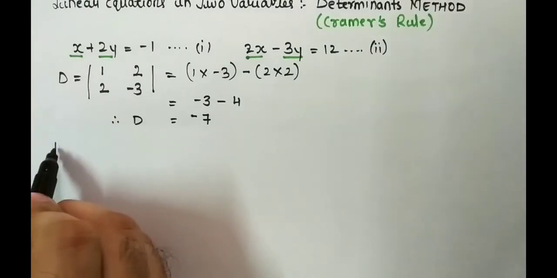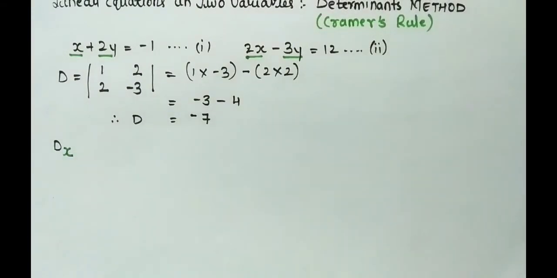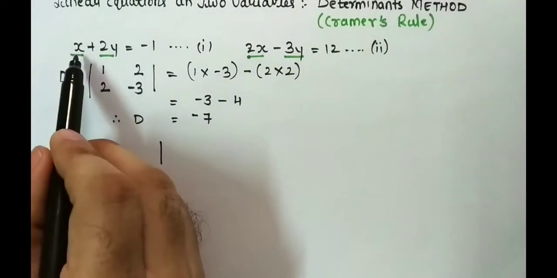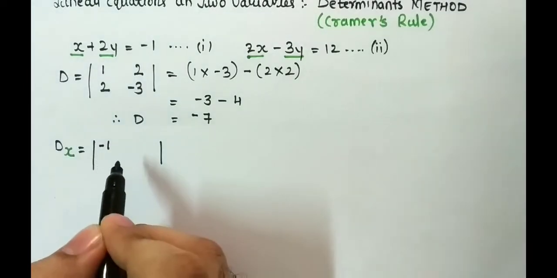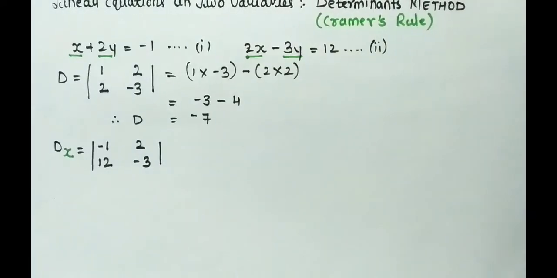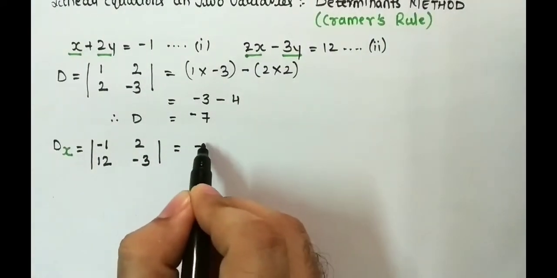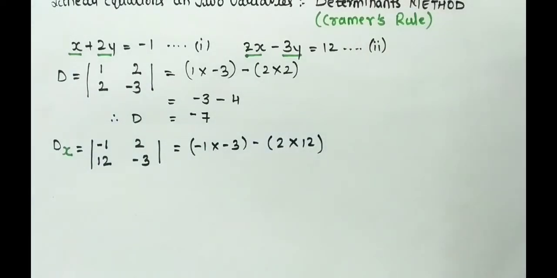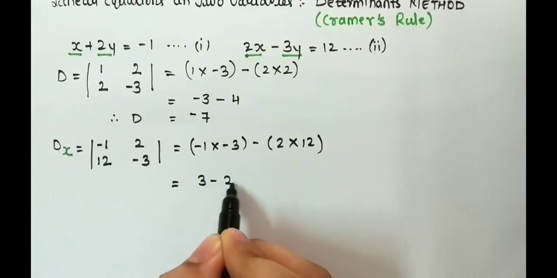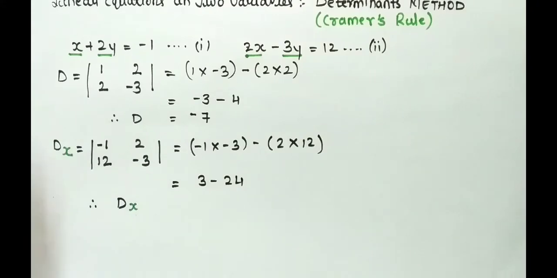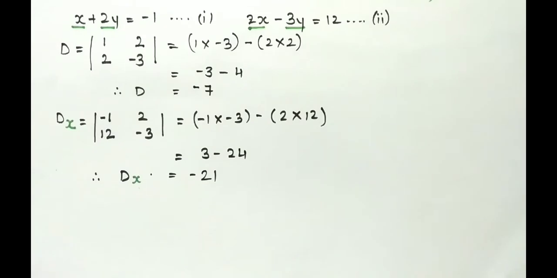Let's now substitute the value of x coefficient with my constant in Dx form. Therefore, Dx is equal to, in place of coefficients of x, I will write the constants of the same equation. Therefore, in place of 1, I will write minus 1. In place of 2, I will write 12. The coefficients of y variable remain same. Now I will take the product of the first cross multiplication and subtract the product of second cross multiplication, similarly as shown above. This gives me 3 minus 24, which gives me the value of Dx is equal to minus 21.